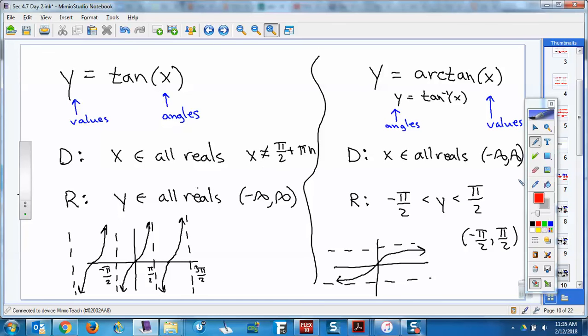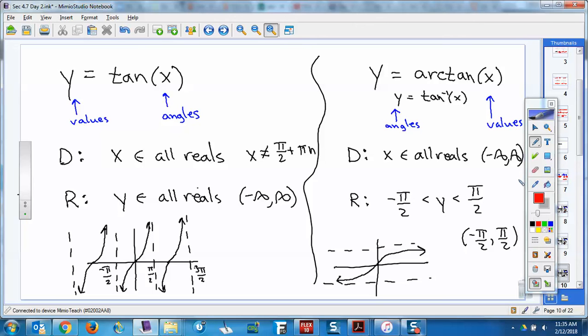Now, what about tangent? We already talked about asymptotes. We already did all that. Y is all reals. Here's your tangent graph. Clearly, that fails the horizontal line test. We're going to flip it. We only want one branch. It's this one right here. So we flipped it. We saw that in the graphs on Friday. That's your arctangent right there, this branch flipped over.